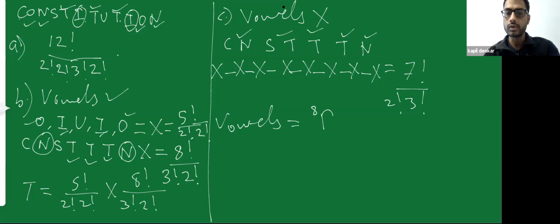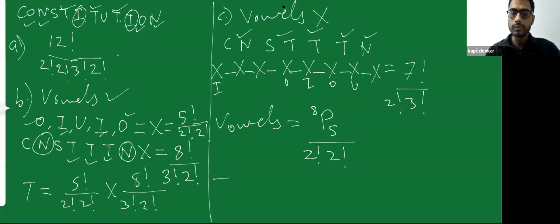And out of these 8 crossed positions, how many vowels am I going to fill? How many vowels do I have? 1, 2, 3, 4, 5. I have 5 vowels, so 5 places will be filled out of these 8. If I write O over here, O, I over here, and U over here, out of these 8, only 5 places I can fill up. But in these vowels I have 2 O's, so I'll have to divide by 2 factorial. I also have 2 I's, so again I'll have to divide by 2 factorial.